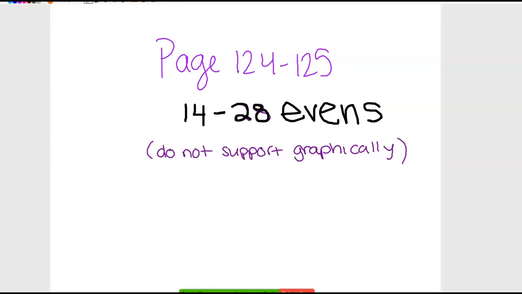Okay, so 14 to 28 evens, and then the next handout in your packet.